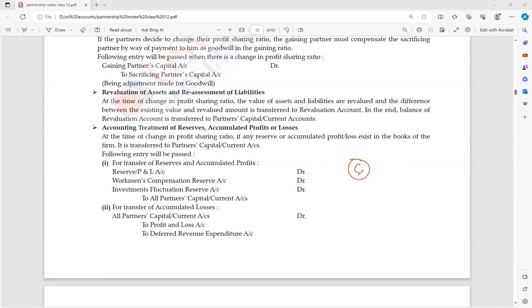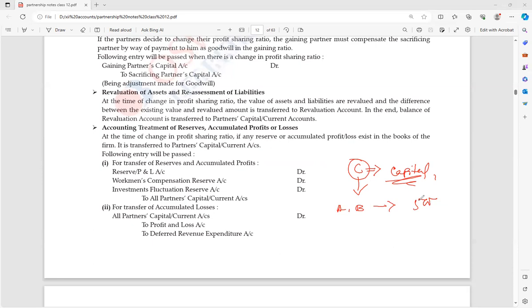Now partner C is coming in, changing the profit sharing ratio, where some partners are getting something, some partners are sacrificing something. Definitely, if partner C is coming, C will contribute some money in the form of capital. Correct or not?